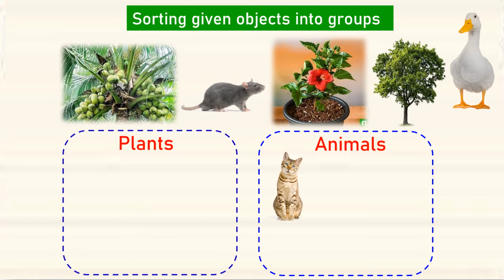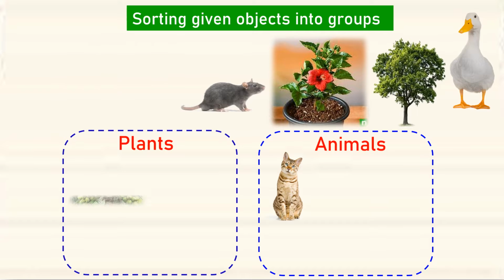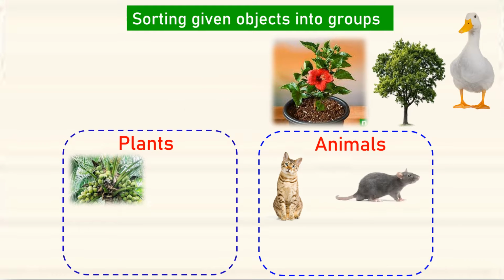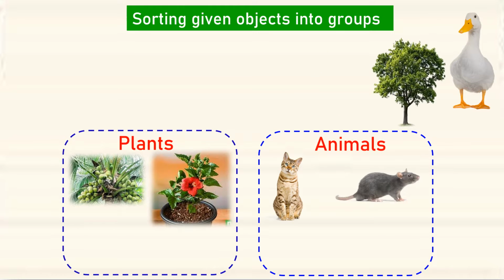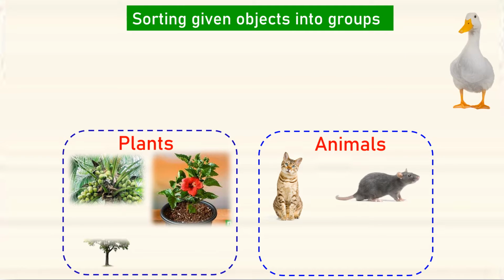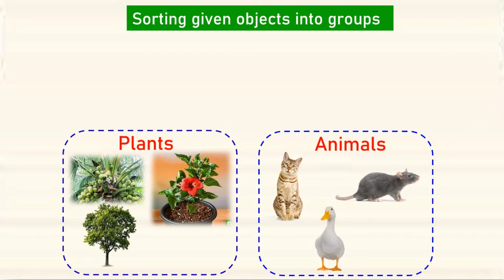Obviously the cat will fall under the animals, the coconut tree will fall under plants, and the rat under animals, the hibiscus under plants, and another type of tree under plants, and the duck under animals. So that is how we sort things and how we group things. It must be defined.